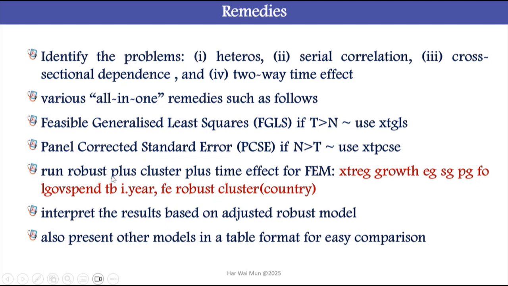Or to make it easier, you can run robust plus cluster plus time effect for the FEM. Robust means you take into consideration the heteroskedasticity, serial correlation, and cross-section dependence. You do something in your regression, automatically. Then when your result comes out, it already takes this into consideration. For example, you take into consideration your allergies, your medical history, whether you had a heart attack or not, whether you have high cholesterol or not. So the doctor will just give you one medicine all in one. After you take this, everything is settled.